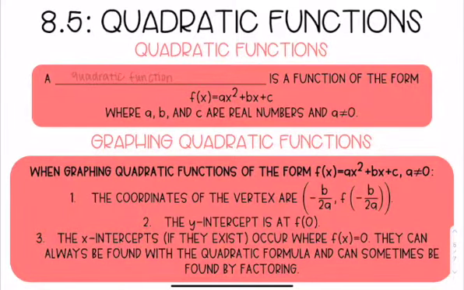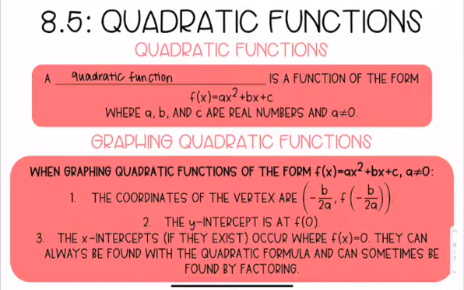In section 8.5, we're looking at quadratic functions. And so a quadratic function is a function of the form f of x equals ax squared plus bx plus c, where a, b, and c are real numbers and a is not equal to 0.